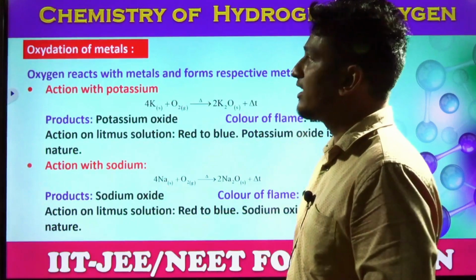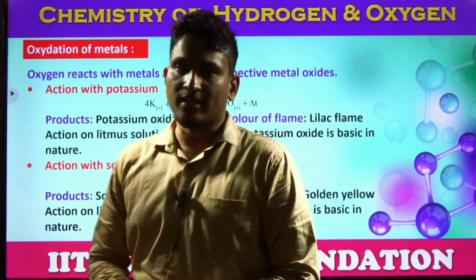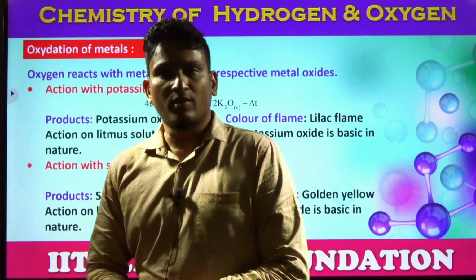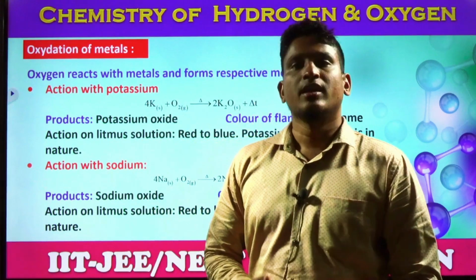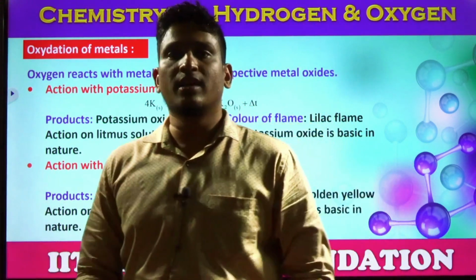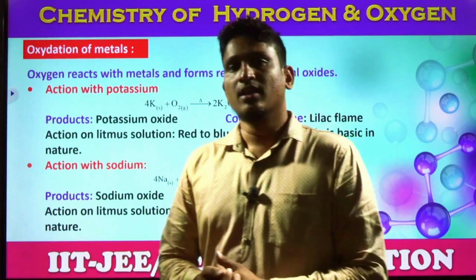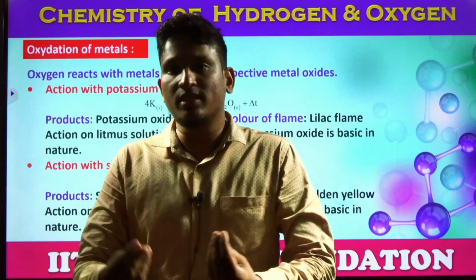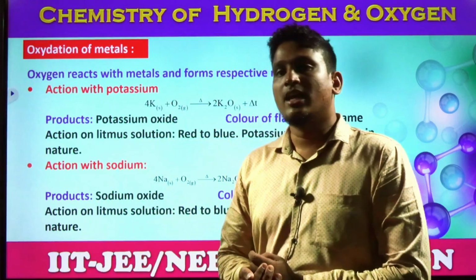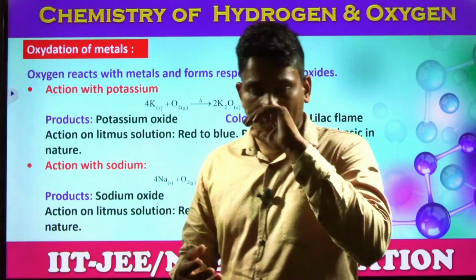Next, we have some oxidation reactions of metals, students. Metals, we already know what metals are. How can we define metals? Elements which are lustrous, malleable, ductile, sonorous, these are metals. Chemical definition, what are metals? Elements which have more electropositive character are called metals. That means elements which have a tendency to lose electrons are called metals.